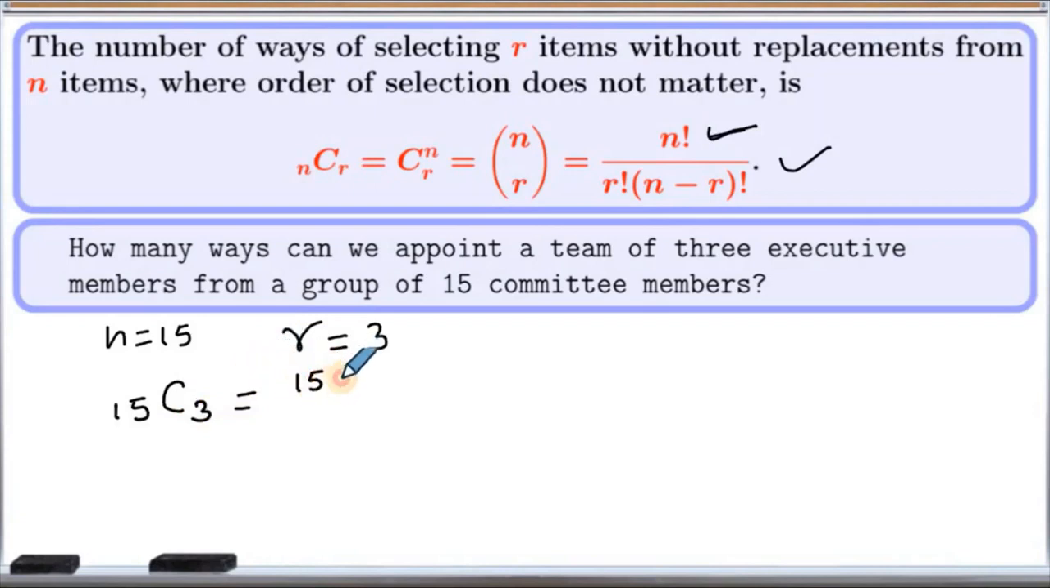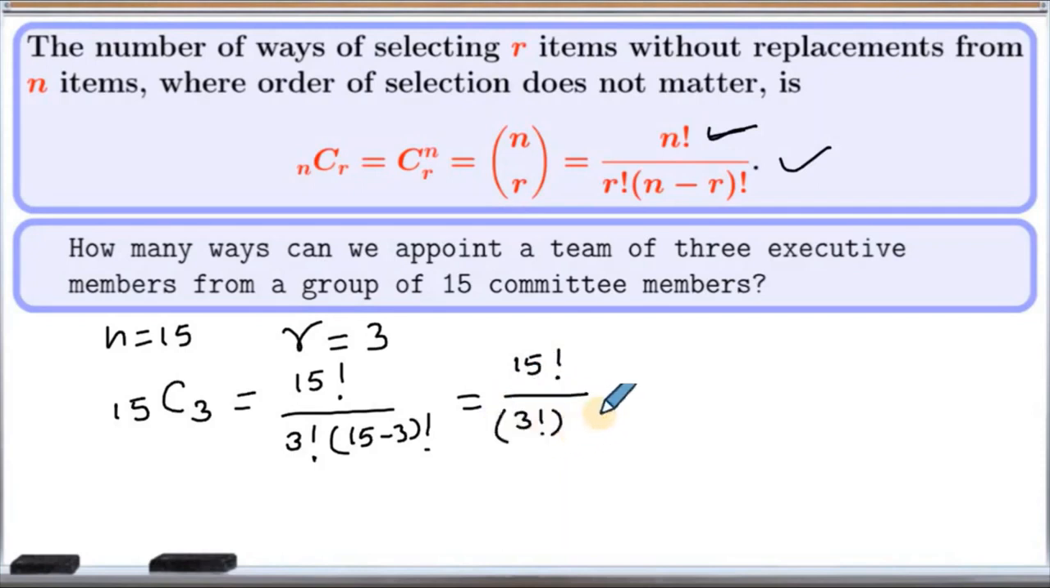15 factorial over our R is 3, so 3 factorial times 15 minus 3 factorial. So 15 factorial over 3 factorial times 15 minus 3 factorial is equal to 15 factorial over 3 factorial times 12 factorial.